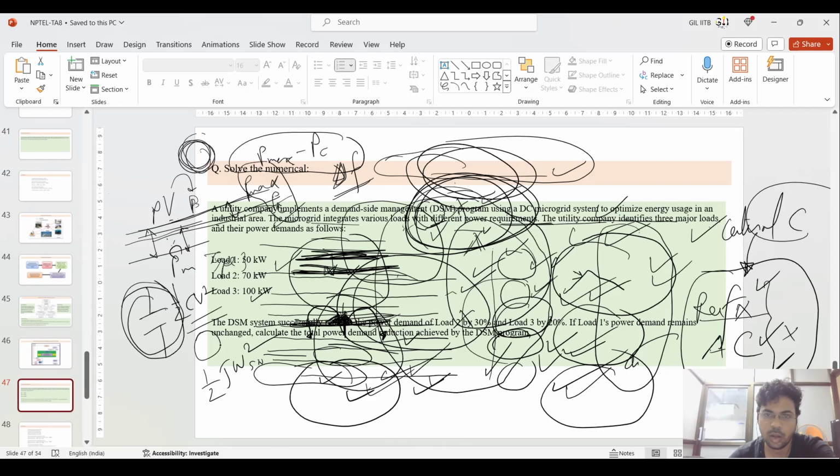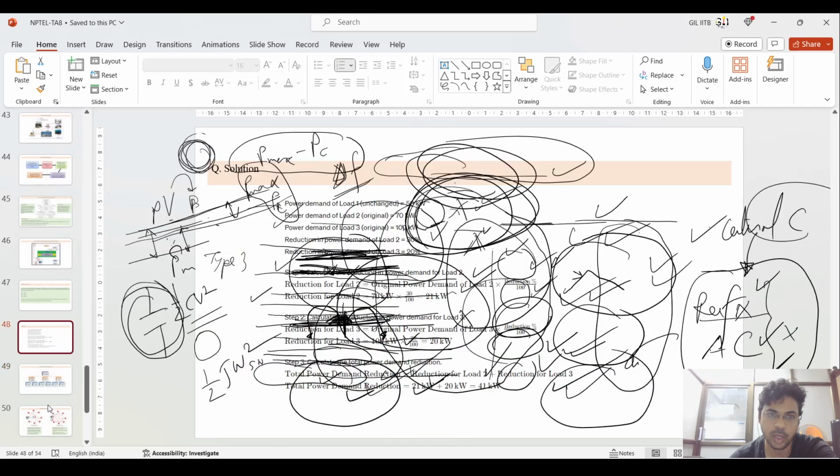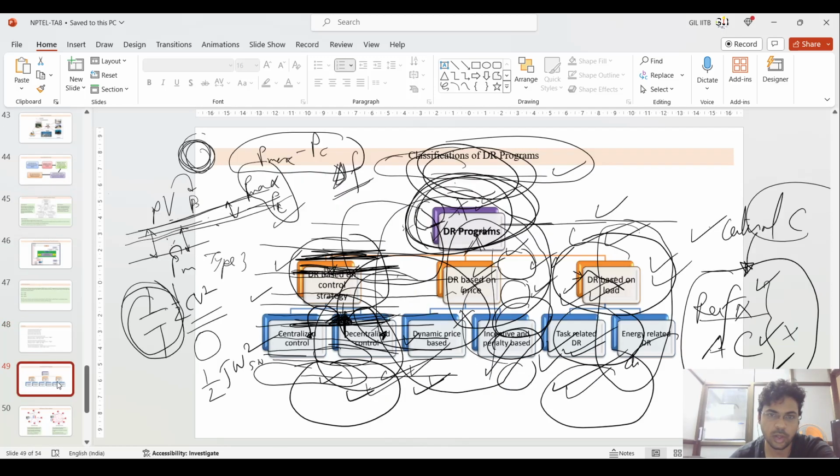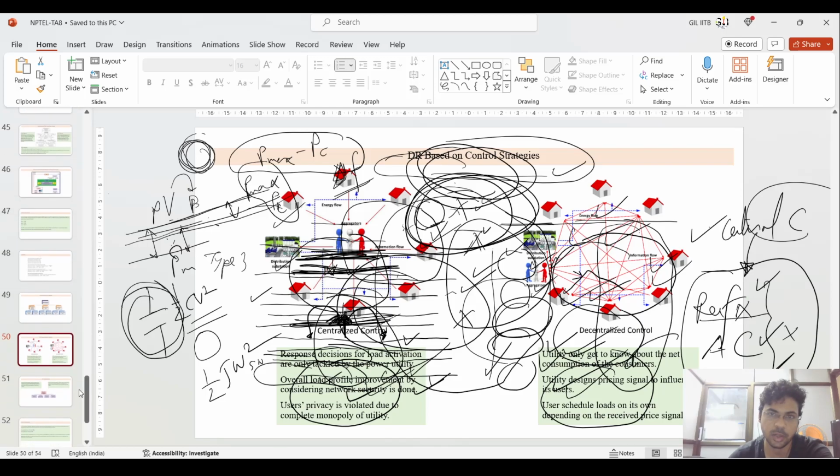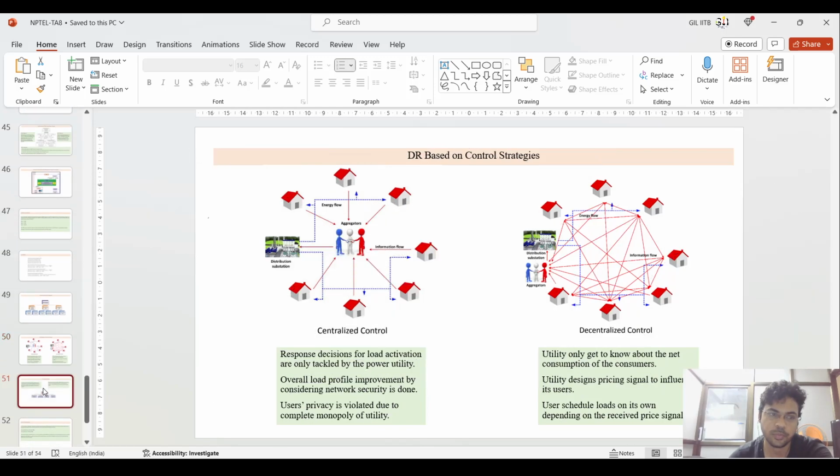This is a simple question based upon tariff-based utilization of the power in the off-peak and the non-peak hours. And one of the classifications of demand response is based upon the control strategy: price based, time of tariff based, time of utilization based, and load based. There are certain centralized and decentralized controls. Suppose this is a control strategy which is centralized and decentralized.